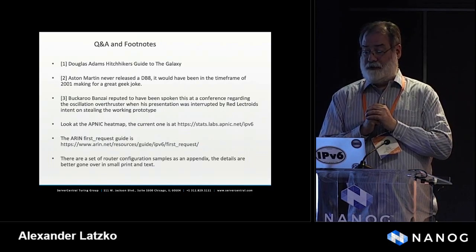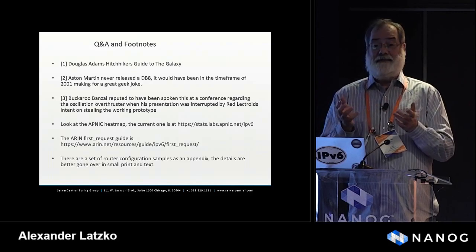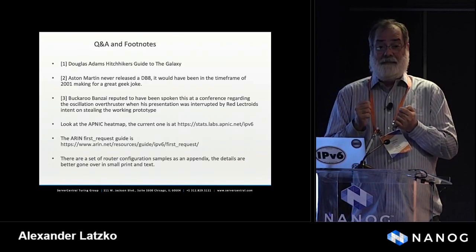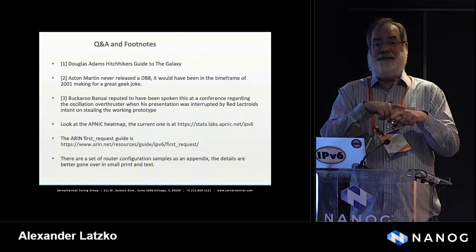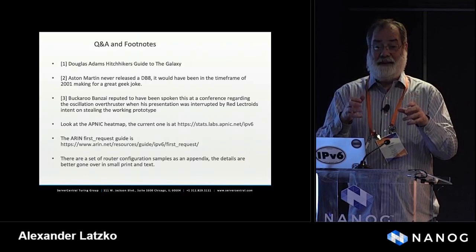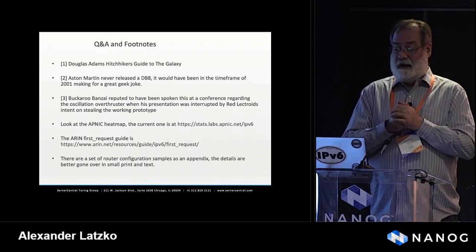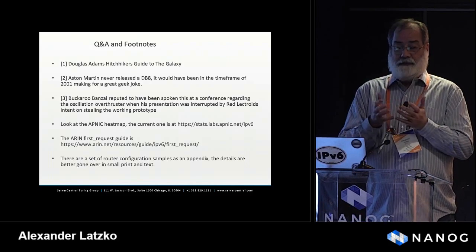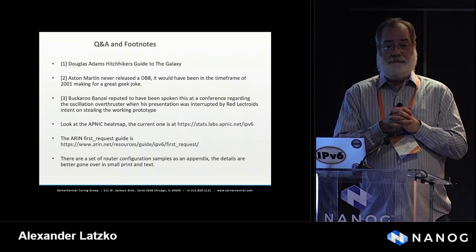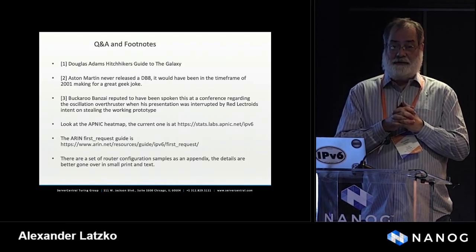Q&A footnotes. Space, it's really big. You got that one. Aston Martin never released the DB8. It would have come out in 2001. But the DB9, the successor to the DB7, was the DB9 because Aston Martin didn't want to be known for putting a V8 into a car that came out with a V12. Okay, the Ebel, obviously Buckaroo Banzai was reputed to have said that at a press conference. As far as you know, he's still practicing medicine and doing particle physics in New Jersey.